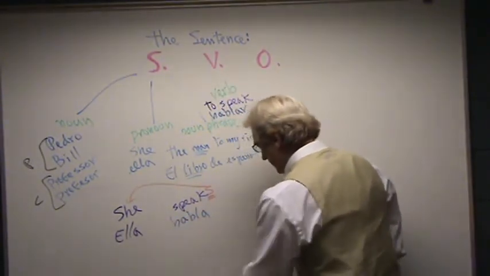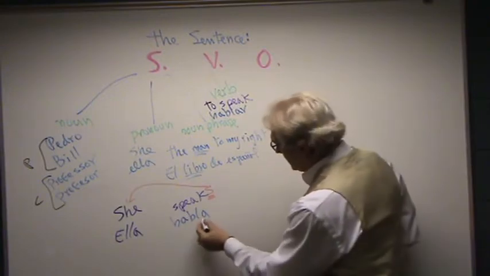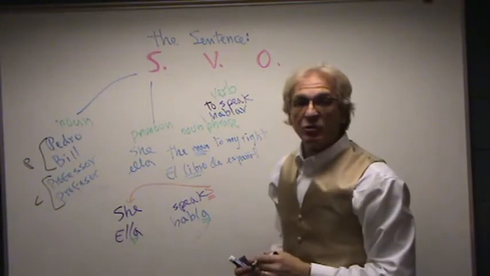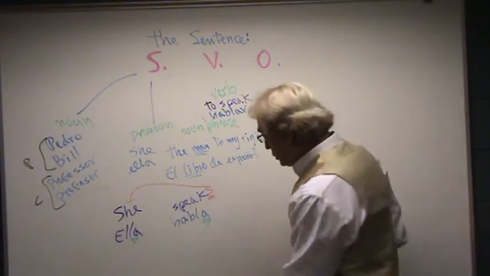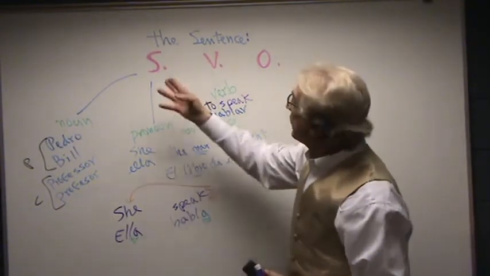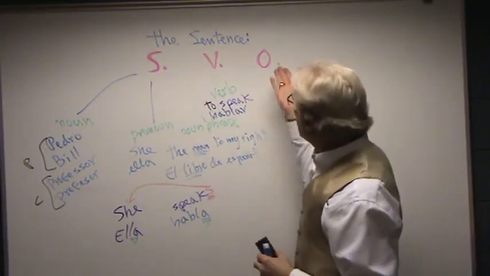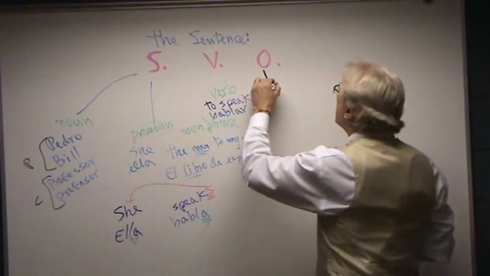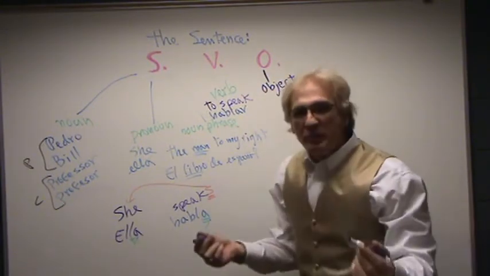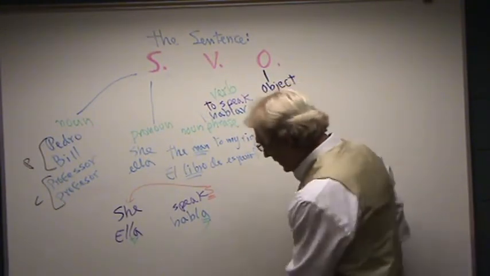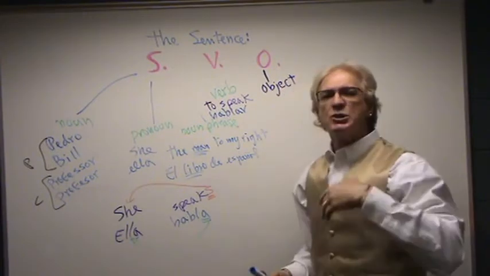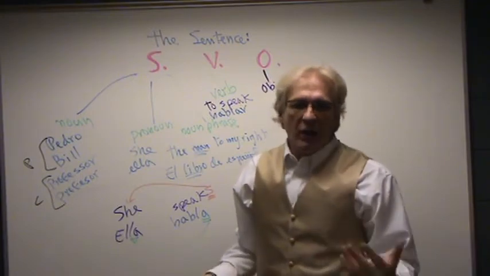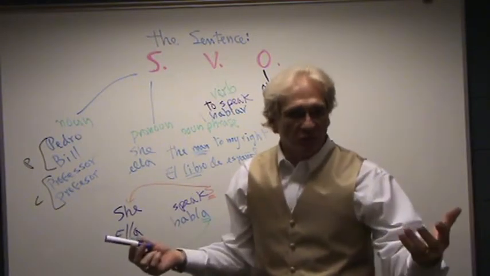We look for the ending that matches my subject the same way I did in English. Okay? So we have now two of the elements of our formula, subject and verb. But now we have the O. The O stands for object. Now, what is the object of a sentence? Well, basically, it is all that additional information: who, where, when, with whom, why, how frequently, and so forth.